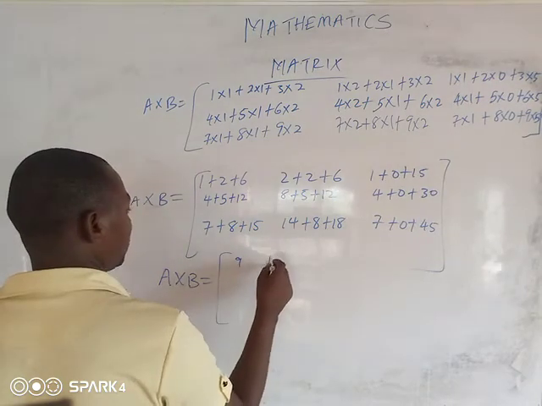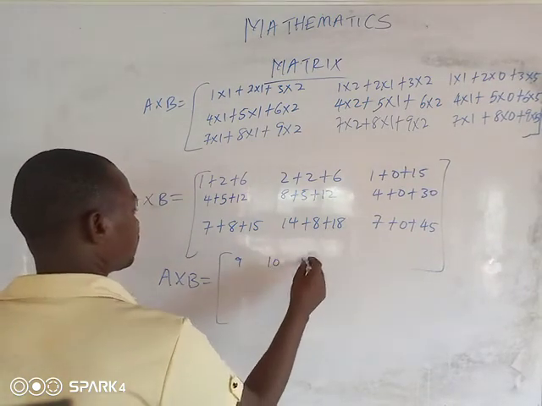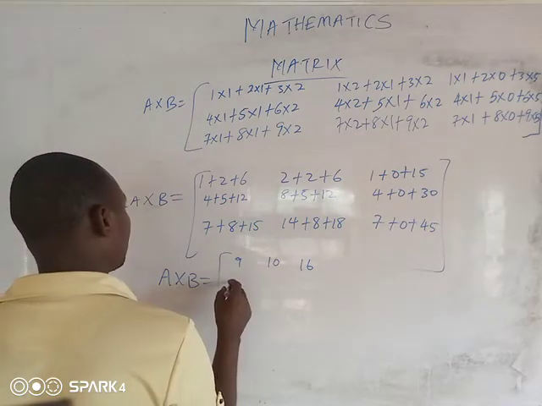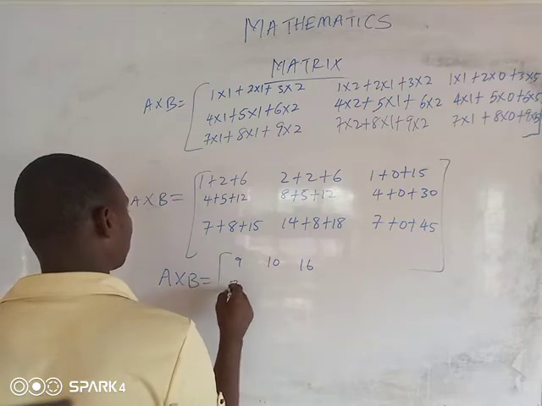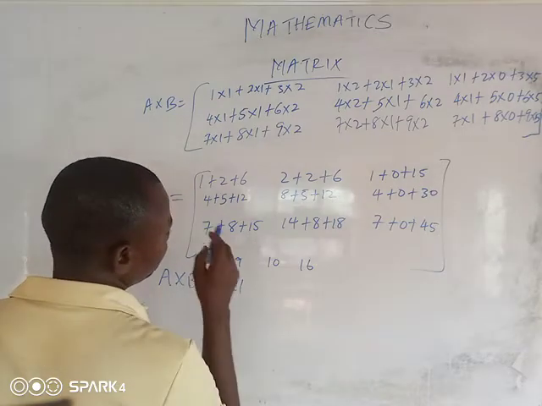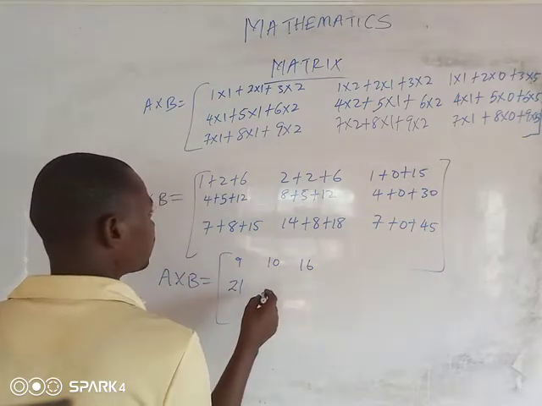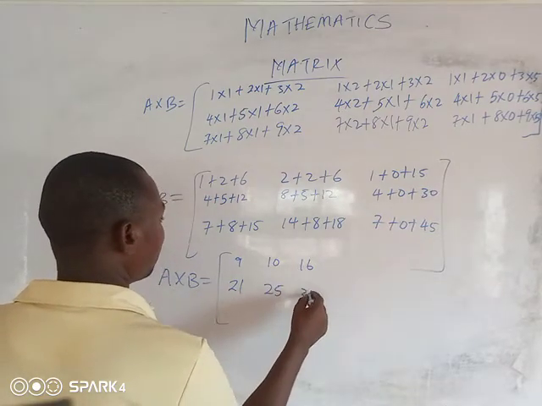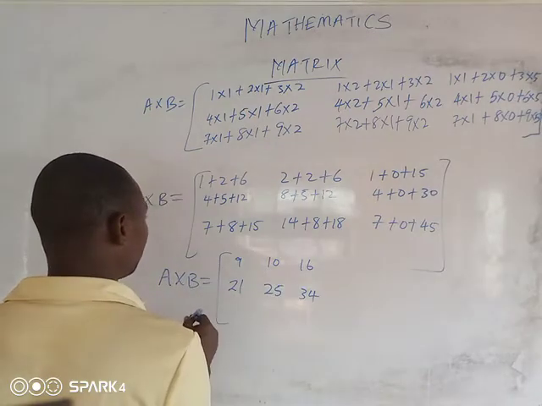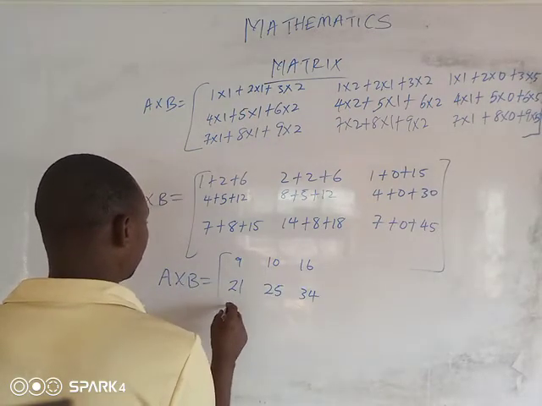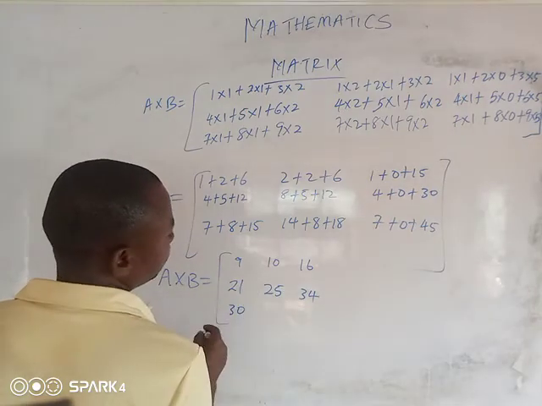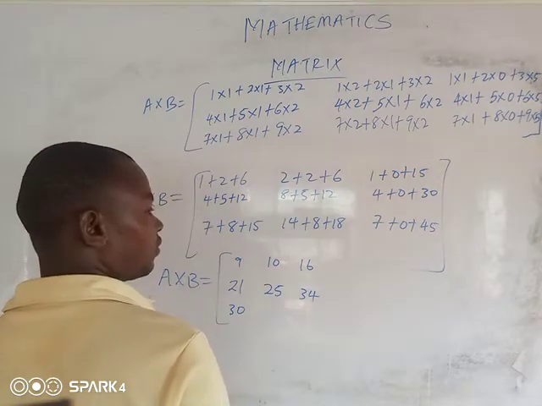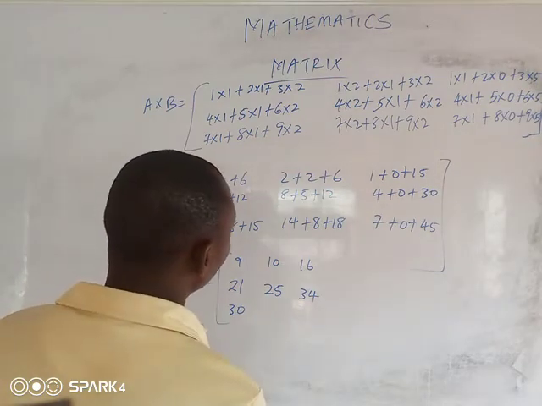So this will give us 10. This will give us 16. This will give us 21. This will give us 25. That will give us 34. This will give us 30. This will give us 40, is it not 40?